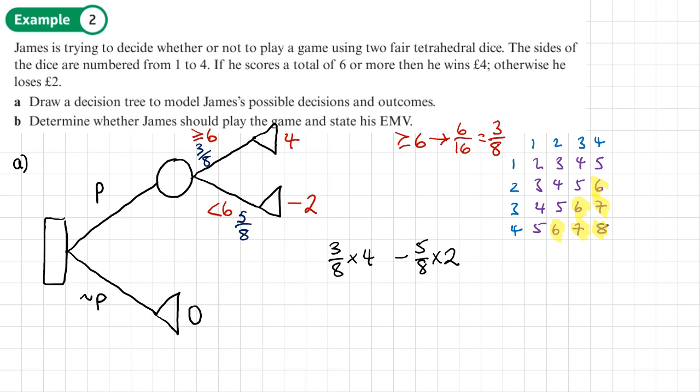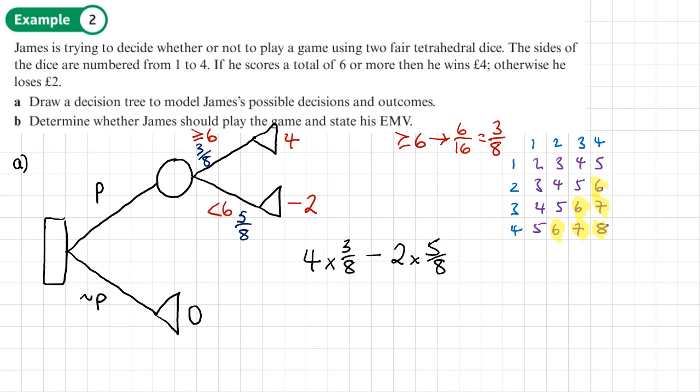So it might make more sense actually to write the value first. So 4 times 3/8 minus 2 times 5/8. And if you do Further Statistics 1, or you know anything about finding the expected value of a function, you'll see it's exactly the same type of calculation, where you do the outcome times the probability of that outcome.